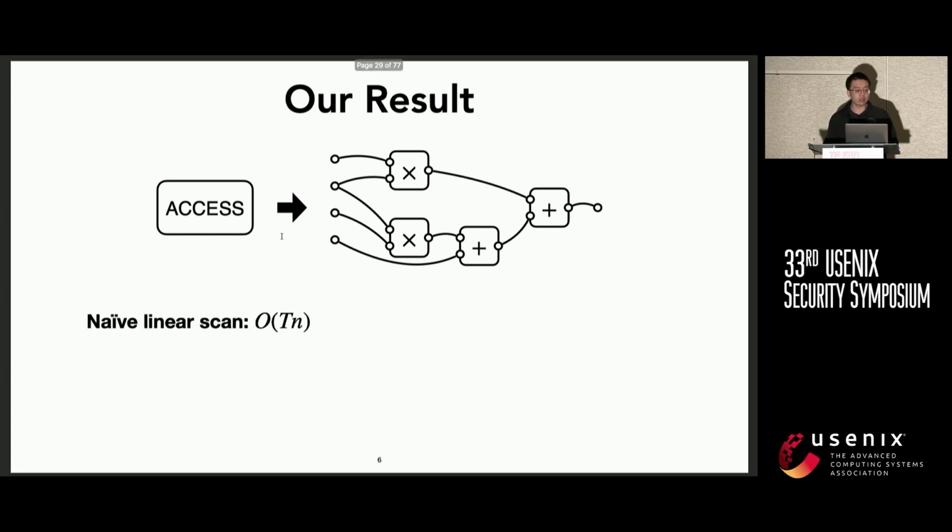First, let's quickly recall that there's a very naive solution if you want to compile this access gate by using a linear scan.